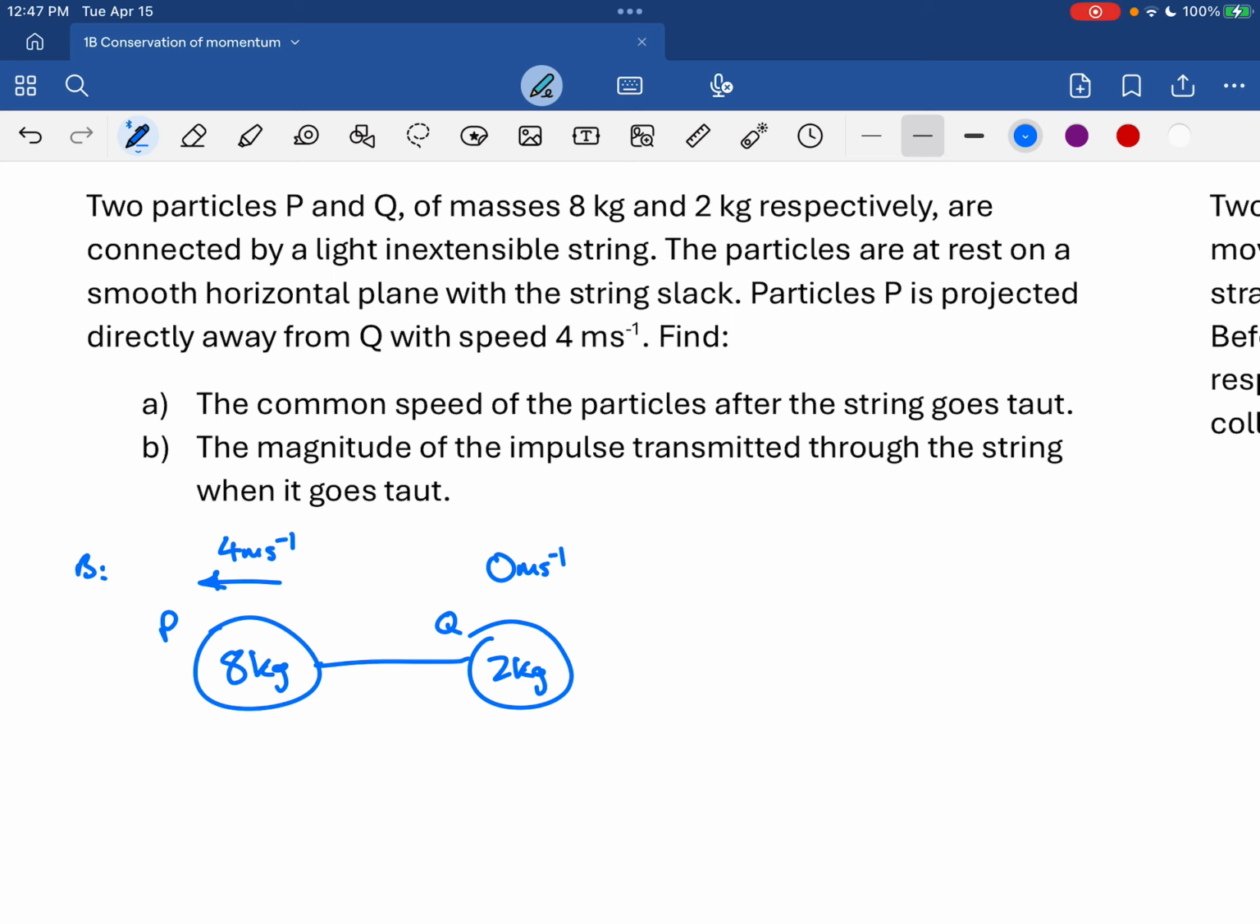And then after, we know that they'll both move with the same velocity because they're attached by this inextensible string. And so they'll both move left because P is moving left in my diagram. So we'll call that V. They're both moving with the same velocity. So we need to find the common speed of these particles after the string goes taut. So we're going to be using conservation of momentum. Total momentum before equals total momentum afterwards.